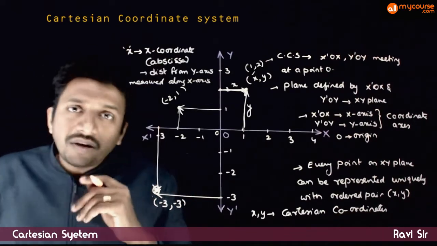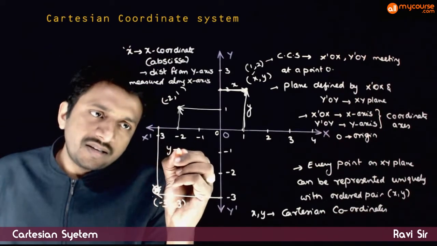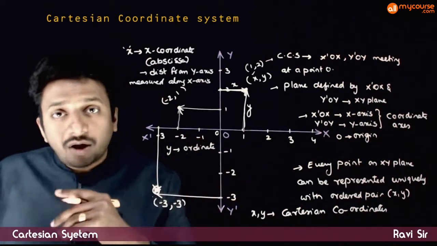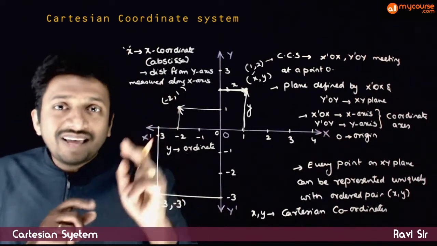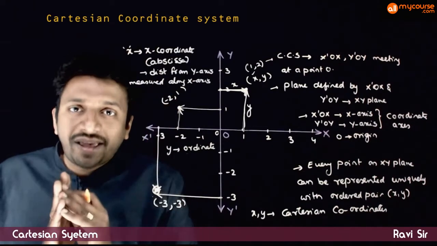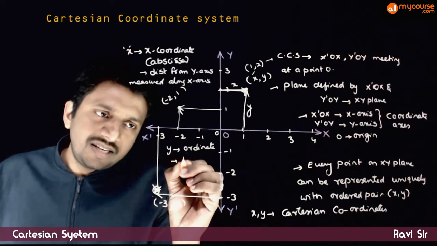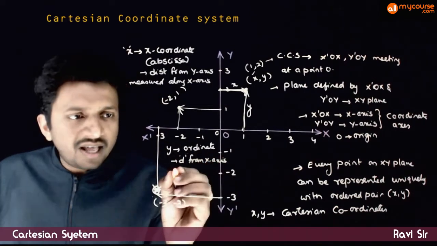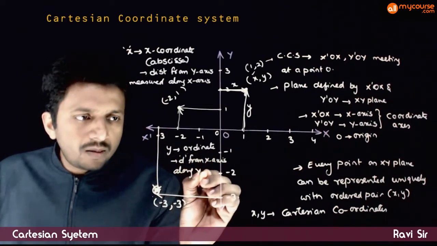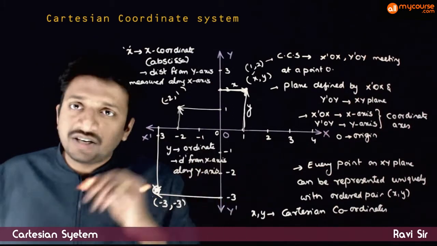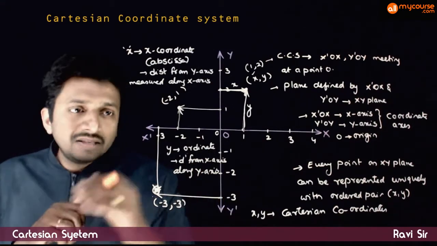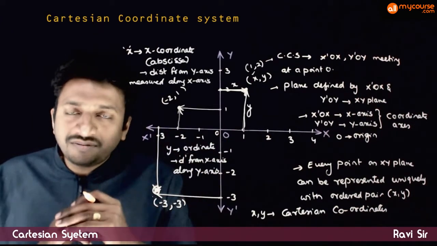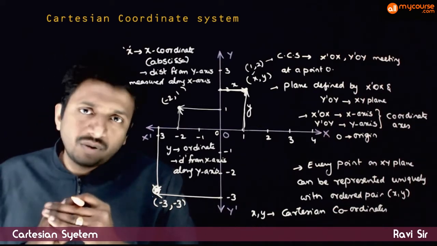Similarly, what is the y-coordinate? So y-coordinate is usually called just ordinate. So what is the ordinate of a point? Again, it's the distance from x-axis measured along y-axis. Okay, so again, the sign is important. If you measure in the direction of positive x-axis, the number is positive. Negative x-axis, the number is negative, so on.